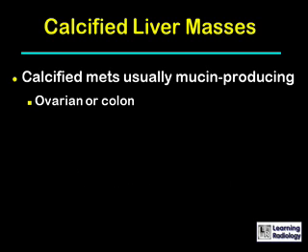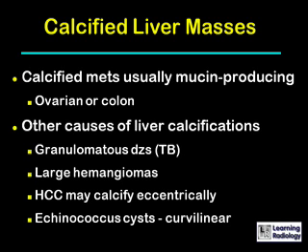Calcified liver metastases usually occur from mucin-producing tumors of the GI tract, colon, or stomach, or the GU tract, ovary. Other causes of liver calcifications include granulomatous diseases such as TB. The calcifications would be much smaller than in this case.